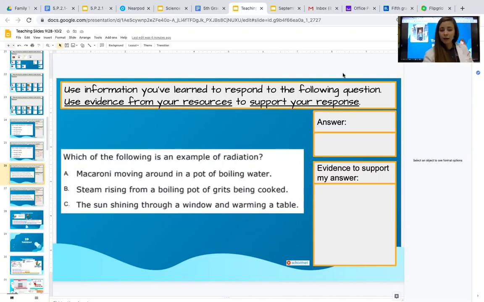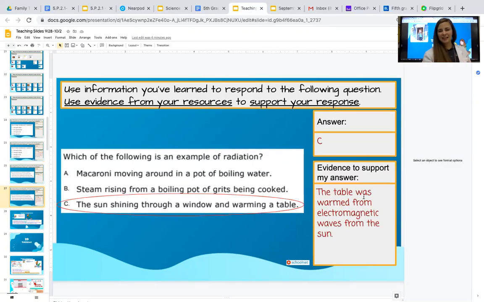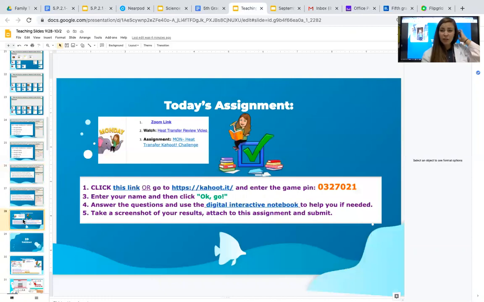And yes, everybody who answered correctly. C, because grits are nasty. Yes, the table warmed from electromagnetic waves from the sun traveling through space to warm the table. Awesome job. If any of you have any questions about any of those that you might have missed along the way, there weren't very many that you guys missed. You can hang out. We can talk about it.